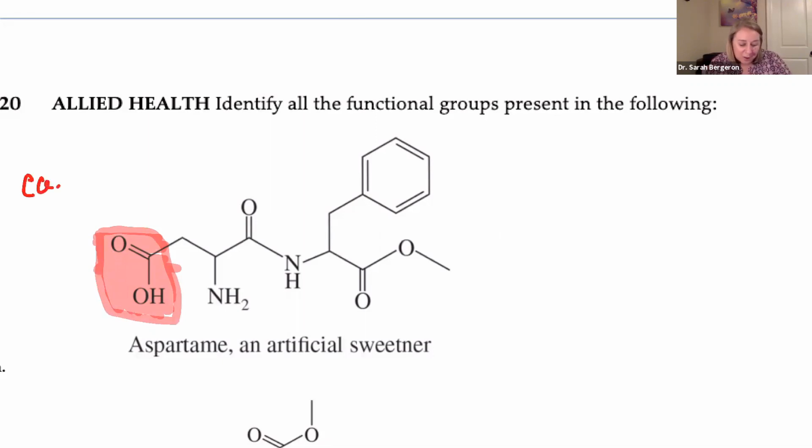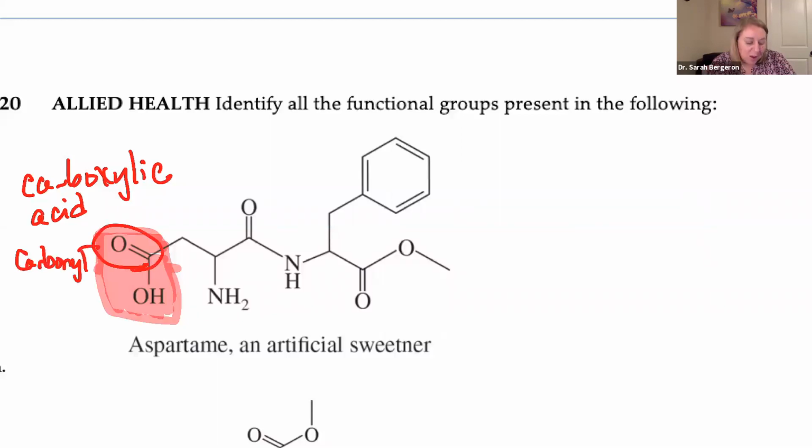Because it has not only that carbonyl, so here's the carbonyl, and here's the hydroxyl, right? So those two things together make up a carboxylic acid group.